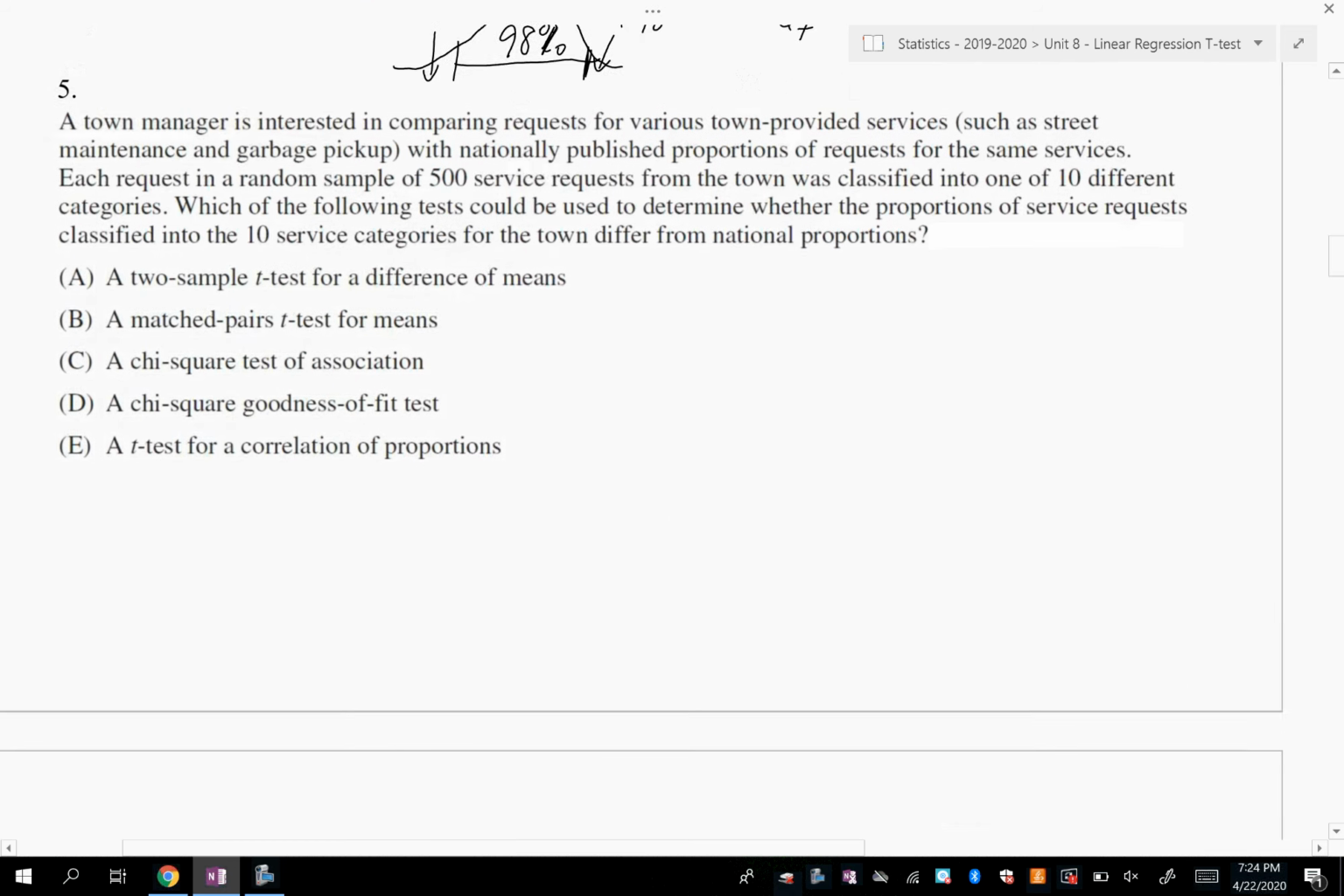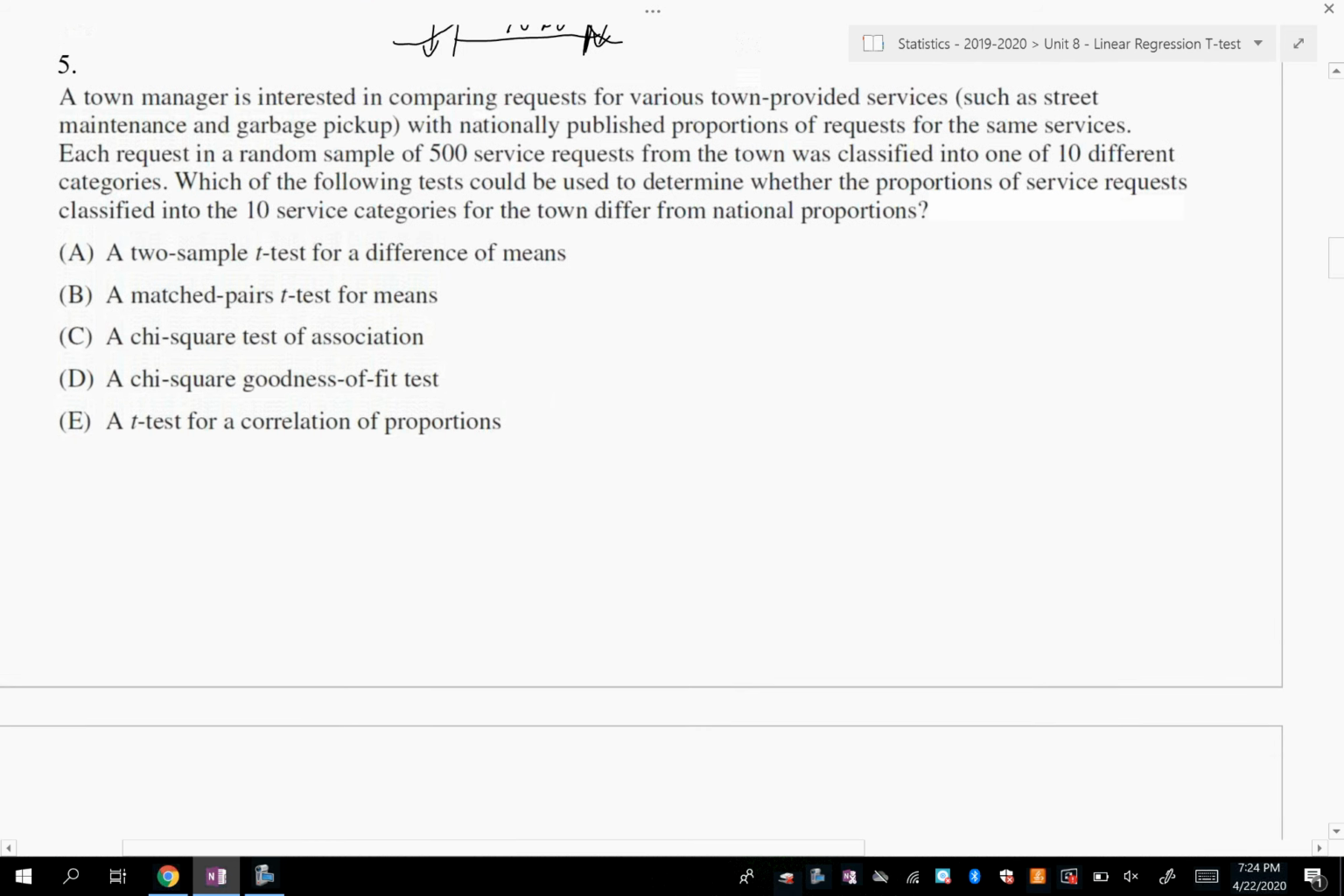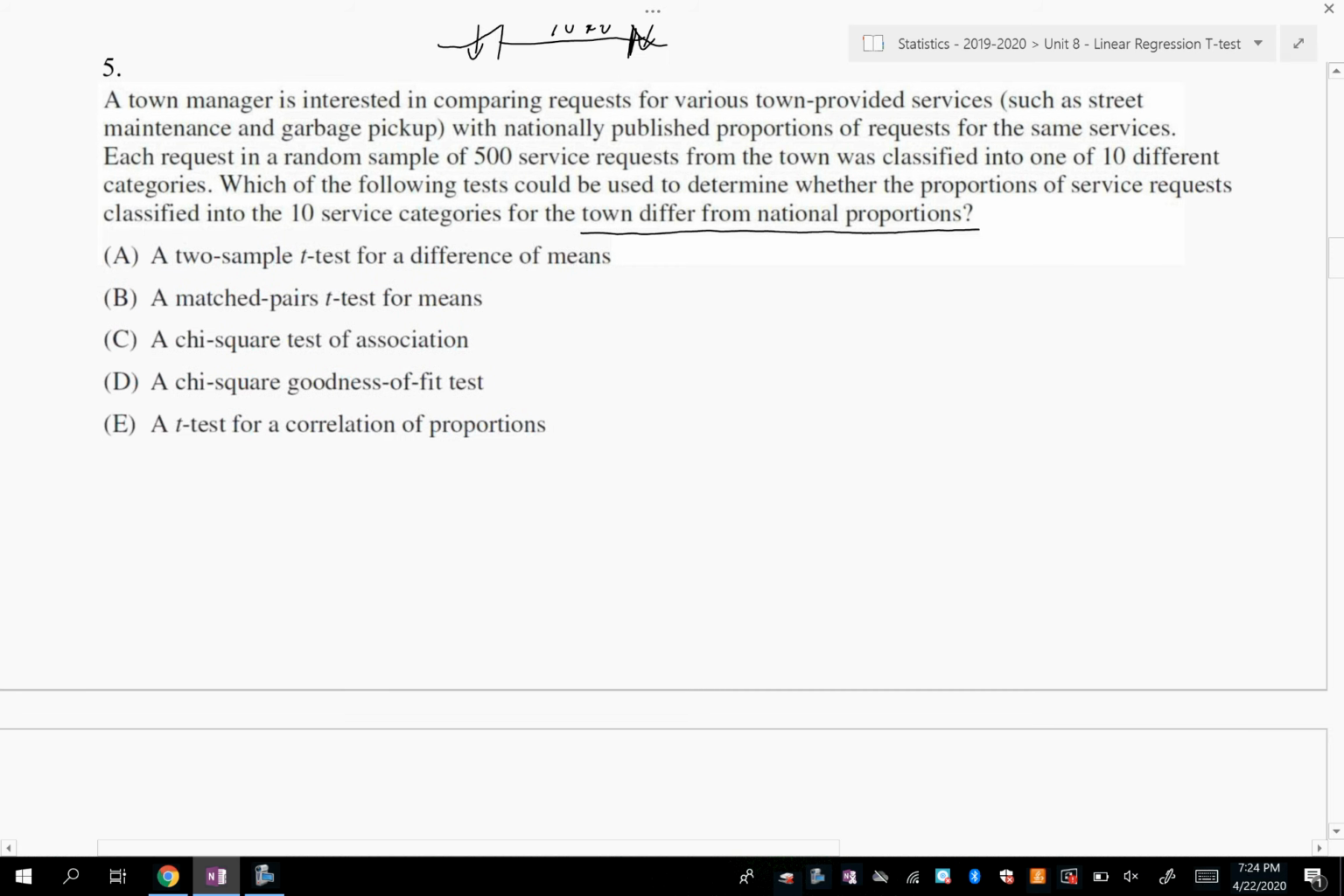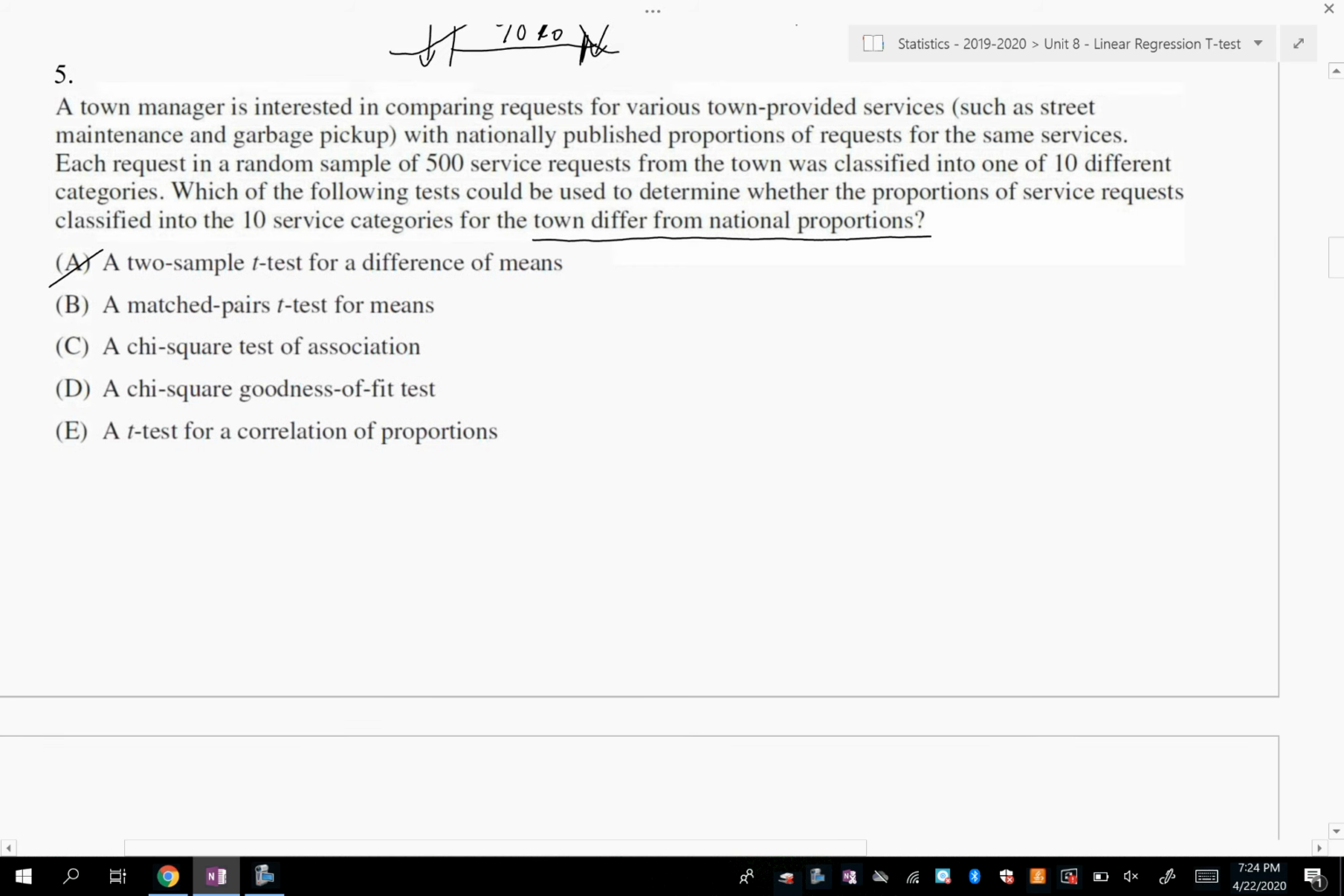Okay, number 5. All right, so we're looking at which of the following tests could be used to determine whether the proportions of service requests classified into the 10 service categories for the town differ from the national proportions. Now, immediately, you can look at this and see, okay, this question is asking you about tests that we did in a previous unit, right? The 2 sample t-test for difference of means was from the last test. Same with the matched pairs t-test, okay?